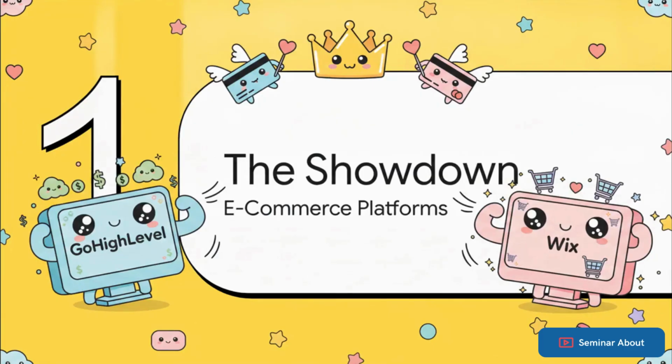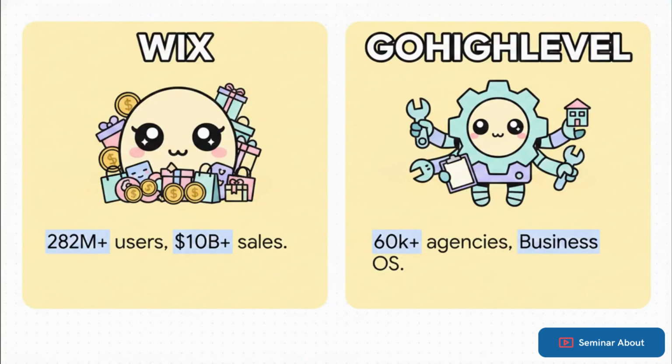Section 1, the e-commerce platform showdown. Let's do a quick credibility check, because we are not talking about overnight startups here. Wix is an absolute global retail giant. We're talking over 282 million registered users globally, with a massive footprint processing north of $10 billion in sales. That's huge. On the flip side, GoHighLevel, or GHL as we'll call it, dominates a totally different arena. It's the absolute powerhouse for over 60,000 agencies, so it operates less like your traditional website builder and way more like a complete business operating system.